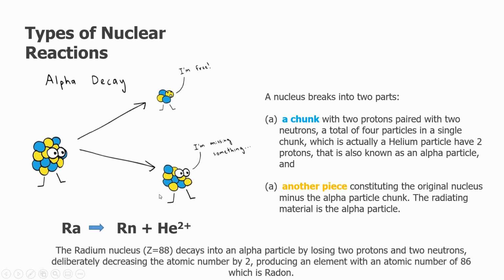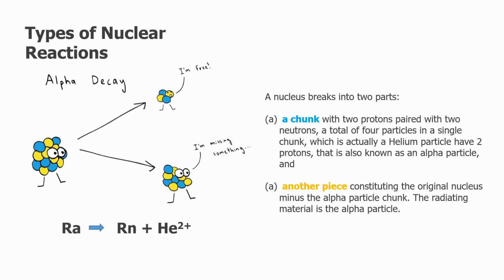Now, the radium, as it was said here, has an atomic number of 88. It decays into an alpha particle by losing 2 protons and 2 neutrons, decreasing the atomic number by 2, producing an element with an atomic number of 86, which is radon.